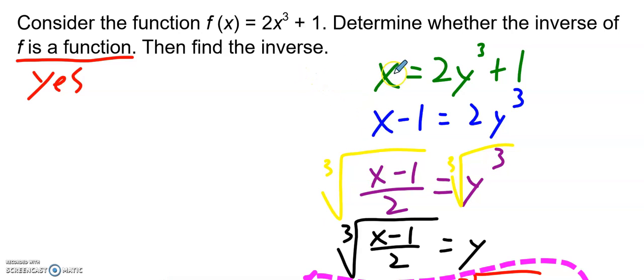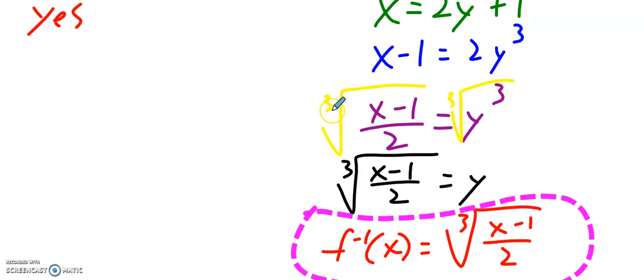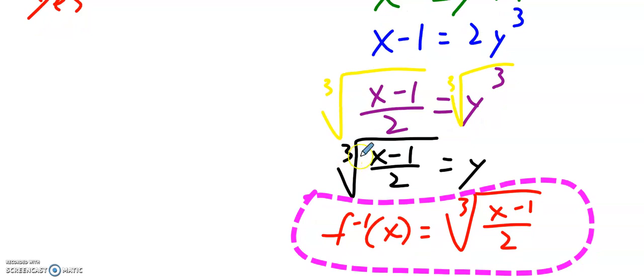So then find the inverse. I switched the x and y, solve for y. So I subtracted 1. I divided by 2. Then I was left with (x minus 1) over 2 equals y cubed in purple. So then I did the cube root of both sides in yellow. Remember, if it's an odd index root that you are doing, you do not need the plus or minus. It's only on even index roots. And here the index is 3. That is odd. So I get the inverse is f inverse of x equals the cube root of (x minus 1) over 2.